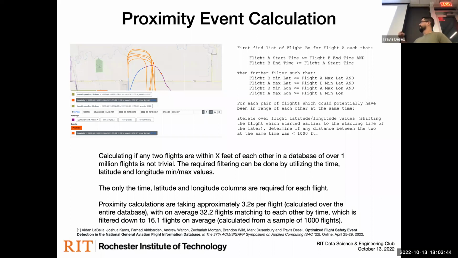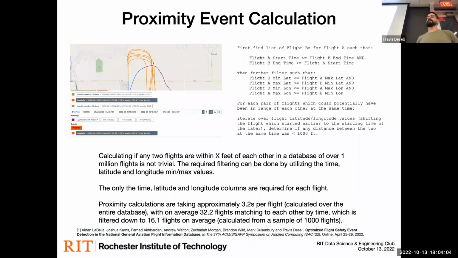Okay, so then once we've grabbed two potential flights that could have a proximity event, we need to align them by time because they're not going to take off at the same time. So we have to shift things by time and then iterate through calculating with their lat and long and altitude what the distance is in three dimensions. And then if they drop below that, then we have an issue.